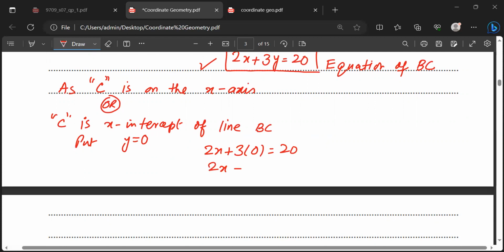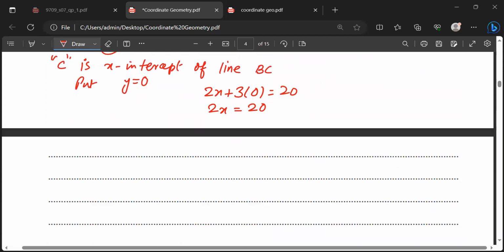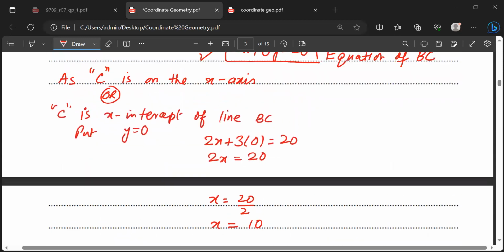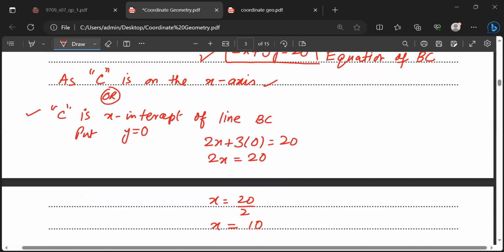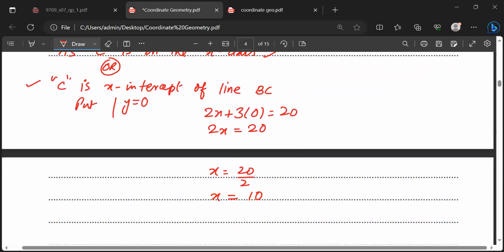So 2x is equal to 20 because 3 into 0 is 0. And so x is equal to 20 over 2. So x is 10. So C is on the x-axis, or you can say C is the x-intercept of the line BC. And yes, we have the equation for the line BC. Simply you put y equals 0 here.